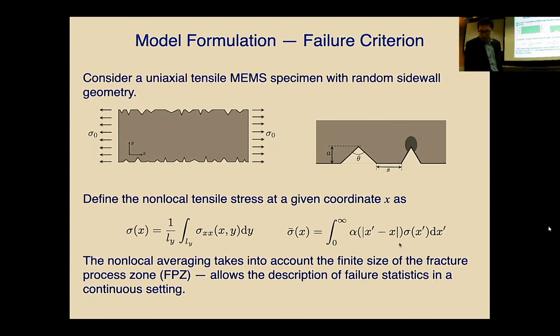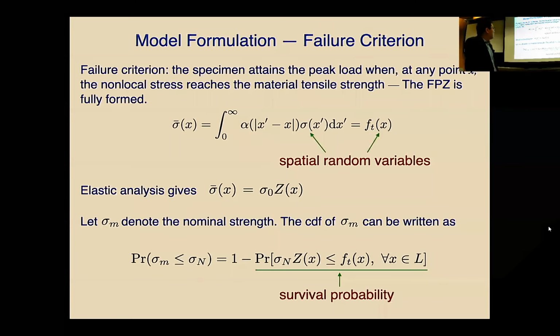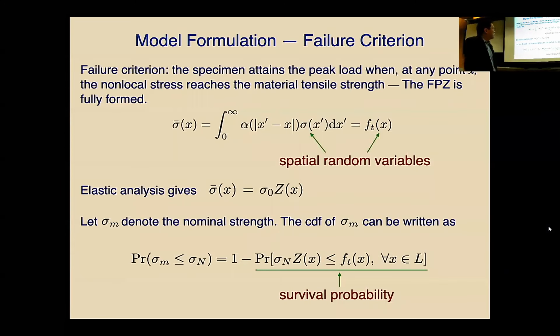Now we look at the specimen level. The failure criterion we choose, based on damage localization, is that the specimen will attain its peak load when, at any point X along the sidewall, the non-local stress reaches the material tensile strength. Physically, this means you will have a process zone fully formed along the sidewall.